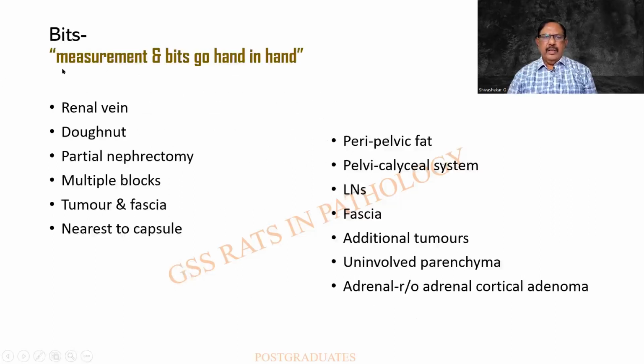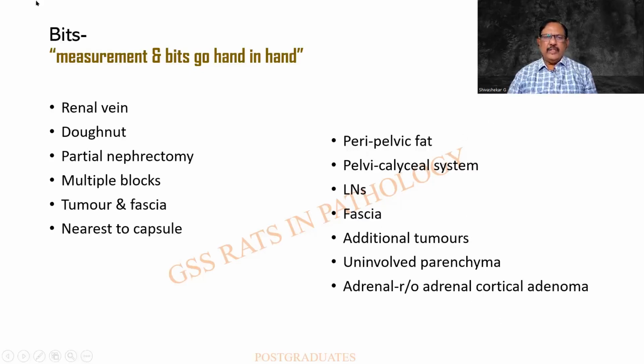Bits. Measurement and bits go hand in hand. That is what I said. So what you will have to give the bits from will be the renal vein, a donut-like one, multiple blocks from the tumor and fascia nearest to the capsule, other structures such as the pelvic fat, pelvic calyceal system, fascia, additional tumors, uninvolved parenchyma, and the adrenals.